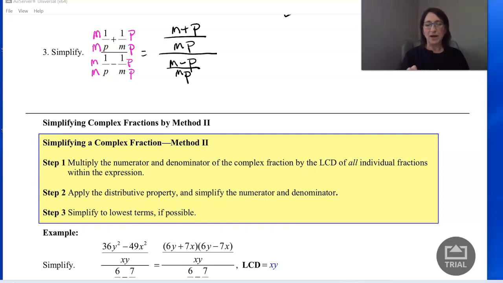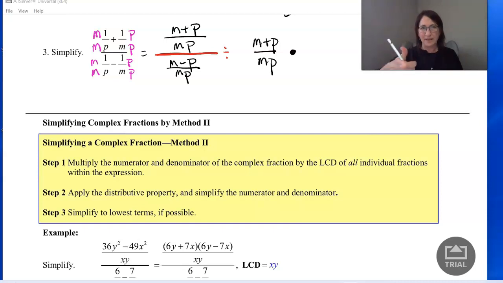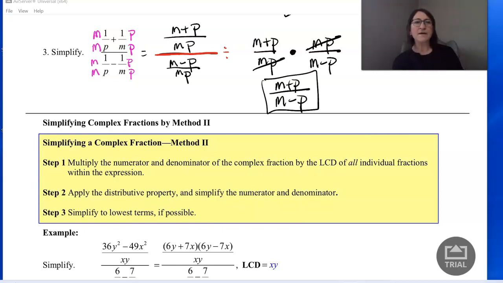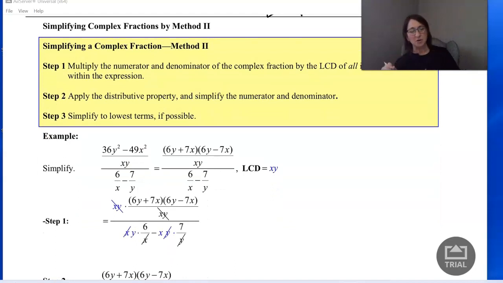Okay, so right here in the middle, let's not lose track of it, my red bar is really a division sign. So I'm going to take my numerator, m plus p over mp. Then that division changes to multiplication. I flip that denominator, mp over m minus p. My mp's reduce, so my final answer is going to be m plus p over m minus p. That's method 1.